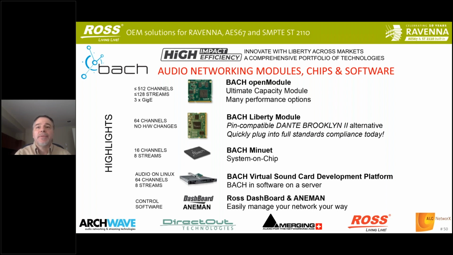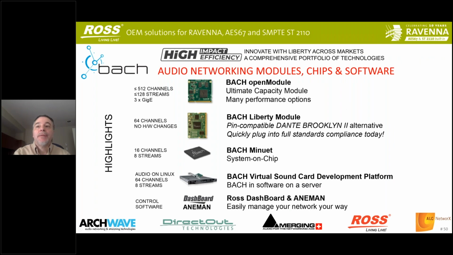For ultimate performance and flexibility, there is Bach Open Module, which supports up to 512 channels in and out, 128 streams, and 1 to 80 channels per stream. It is available in 5 different software-defined flavors, including MADI and 128 and 256 channel versions. Our well-known Bach Liberty is a drop-in footprint compatible module for Dante Brooklyn 2, allowing you to free your products and broaden your markets by having full AES67 and 2110 compatibility built in to the module to address the most demanding broadcast and uncompromising live professional audio applications. No expensive domain managers needed. It's all integrated inside the device.